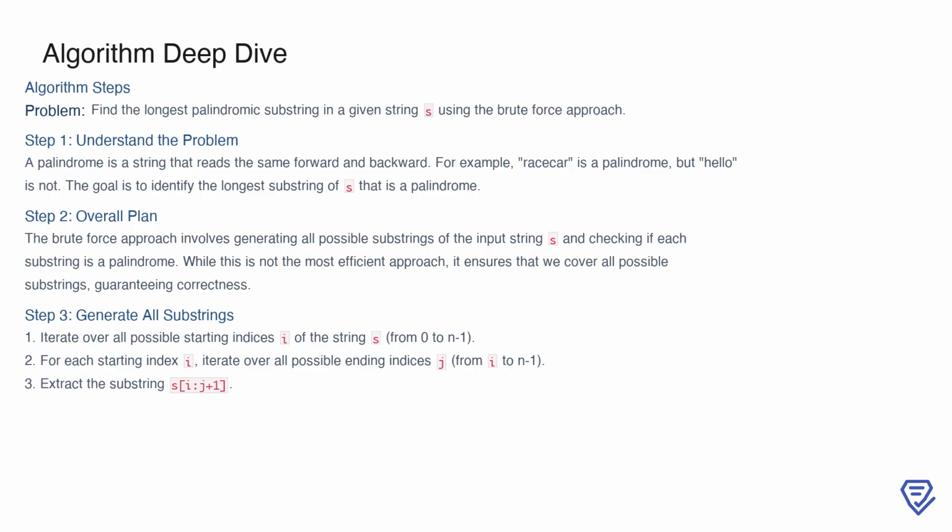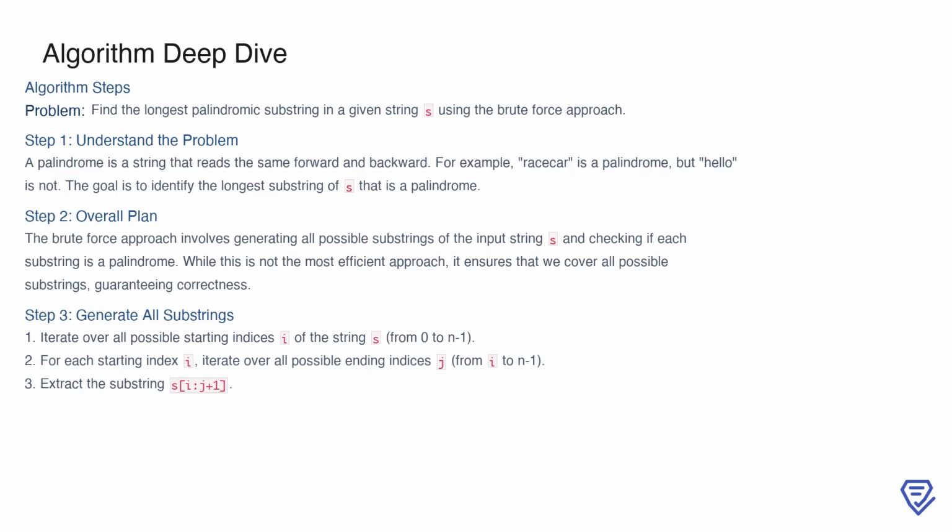The brute force approach involves examining all possible substrings of the input string and verifying if each one is a palindrome. Though this approach is not efficient, it ensures completeness, meaning no potential palindromic substring will be missed. To implement this, we begin by generating all possible substrings.